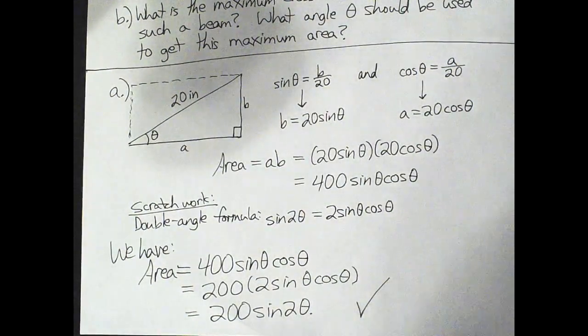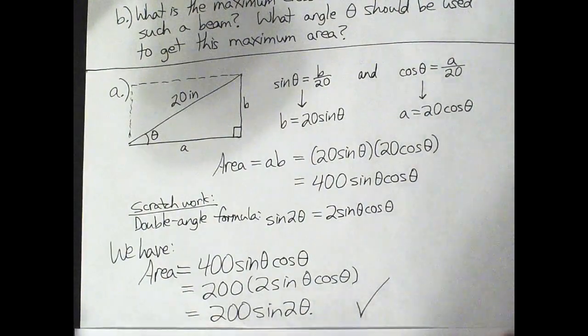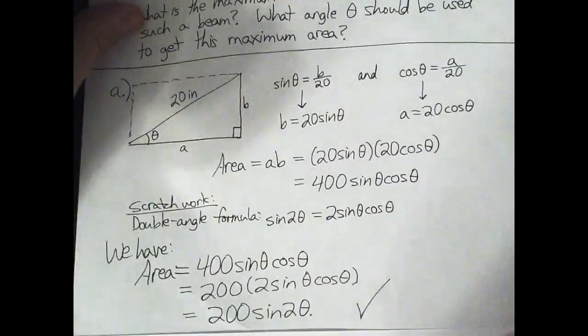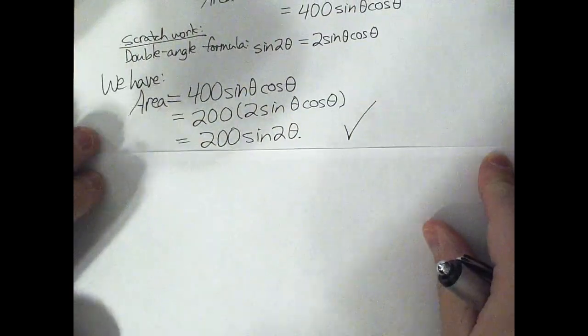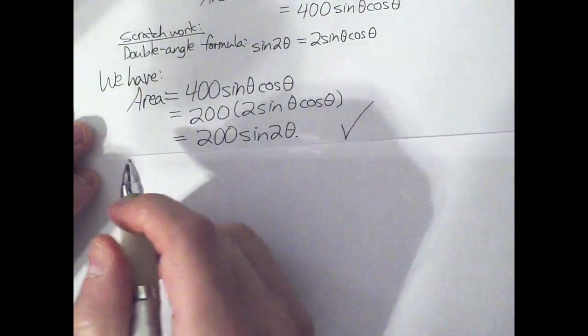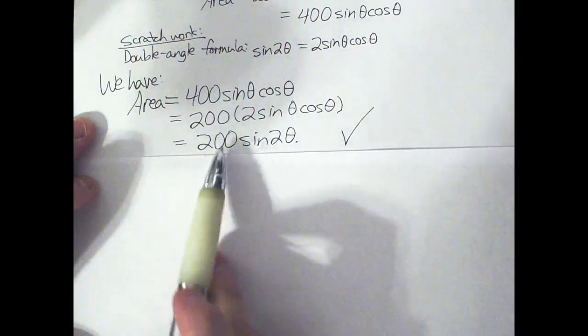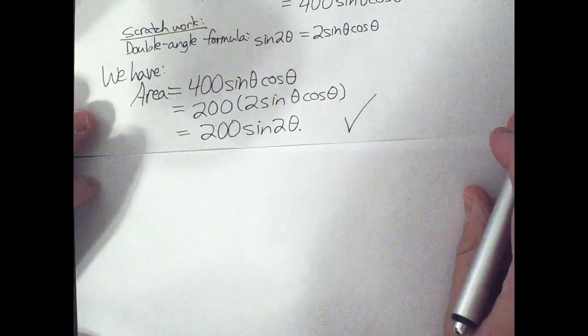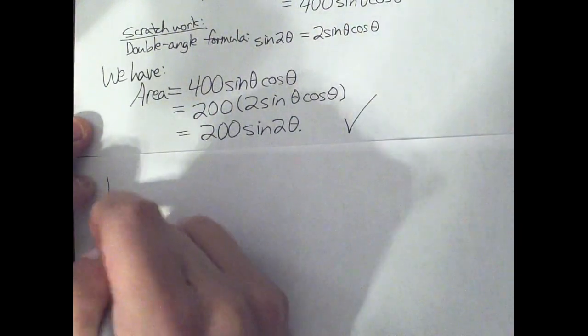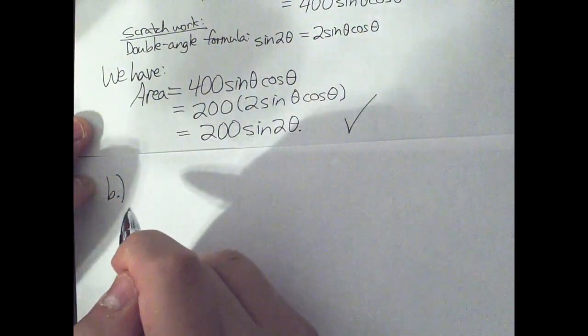Again, kind of like the previous problem that we did, part B is going to be something a little more practical, I think. Because you'd look at part A and you'd say, all right, well, big deal. So what? The area is this function. What does that do for us? Well, part B is where we get the practical thing. So what is the maximum cross-sectional area of such a beam? What angle theta should be used to get this maximum area?